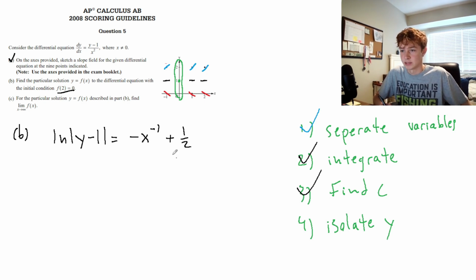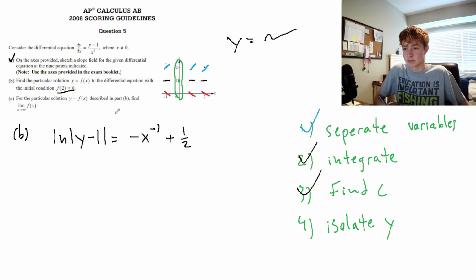So this is our equation now with c plugged in. Ln absolute value of y minus 1 equals negative x to the power of negative 1 plus 1/2. So what we want to do is get this y alone. So it's going to end up being y equals whatever we find it to be. So the first thing we can do is put everything to the power of e.